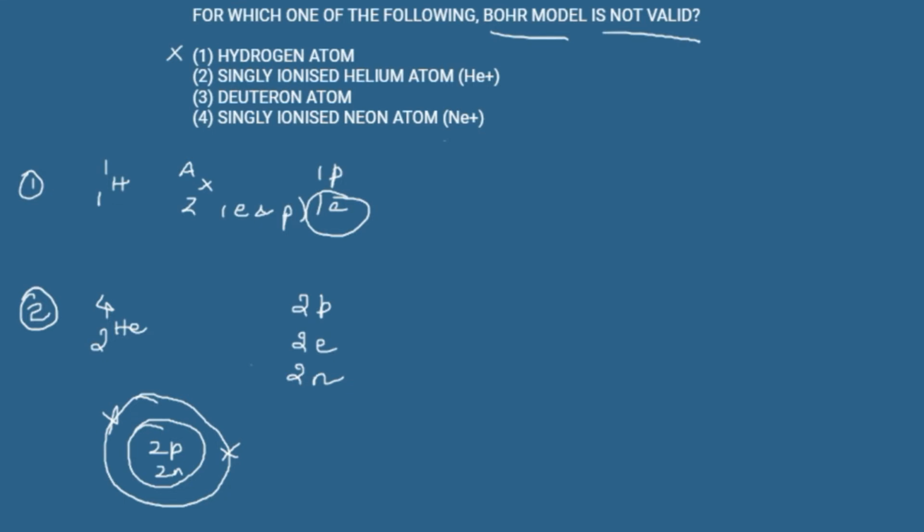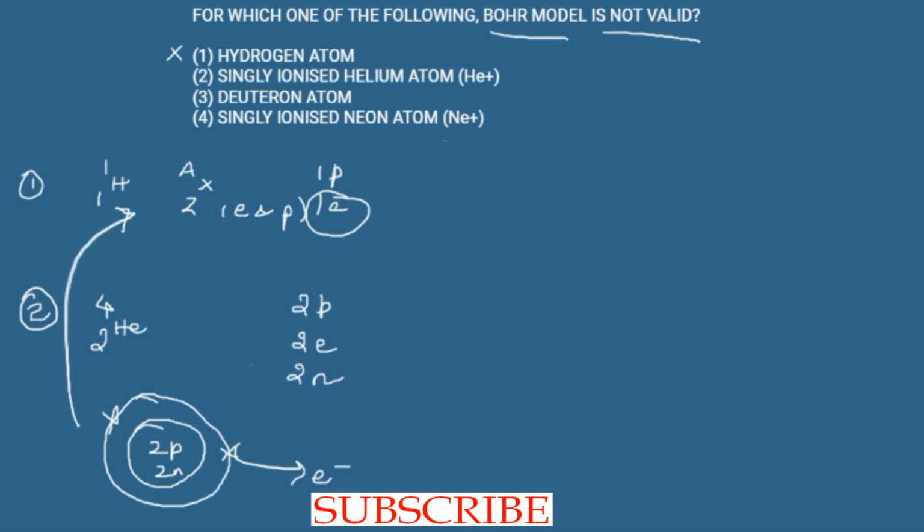Singly ionized helium means I am going to remove one electron out of the shell. When one electron is removed, only one electron is orbiting around the nucleus. Then it takes the form of hydrogen, so the Bohr model is capable of explaining the singly ionized helium atom very successfully. So this option is also wrong.